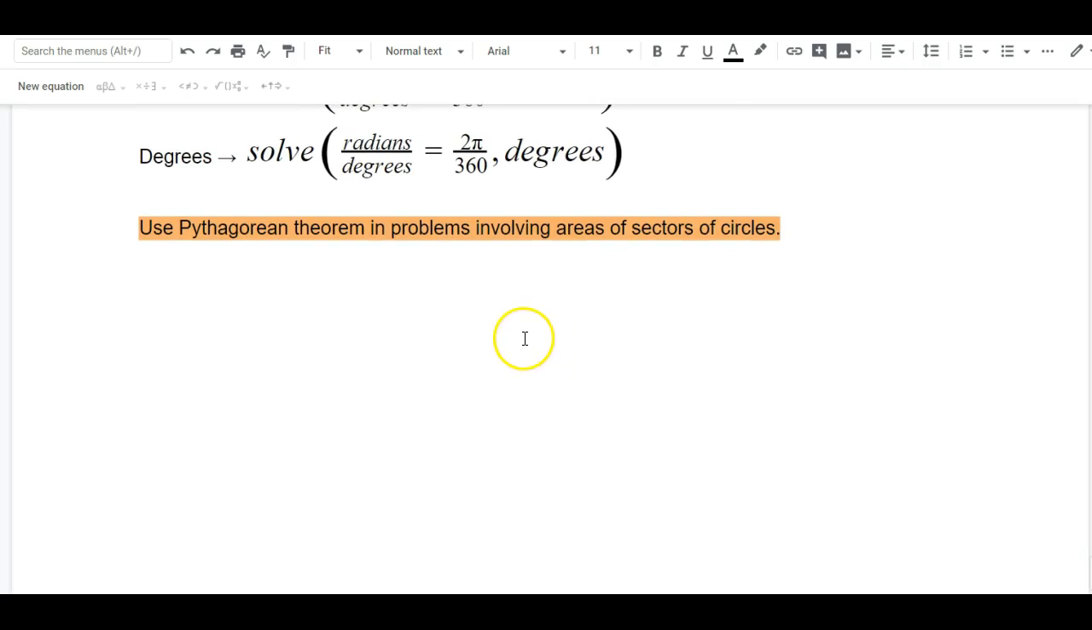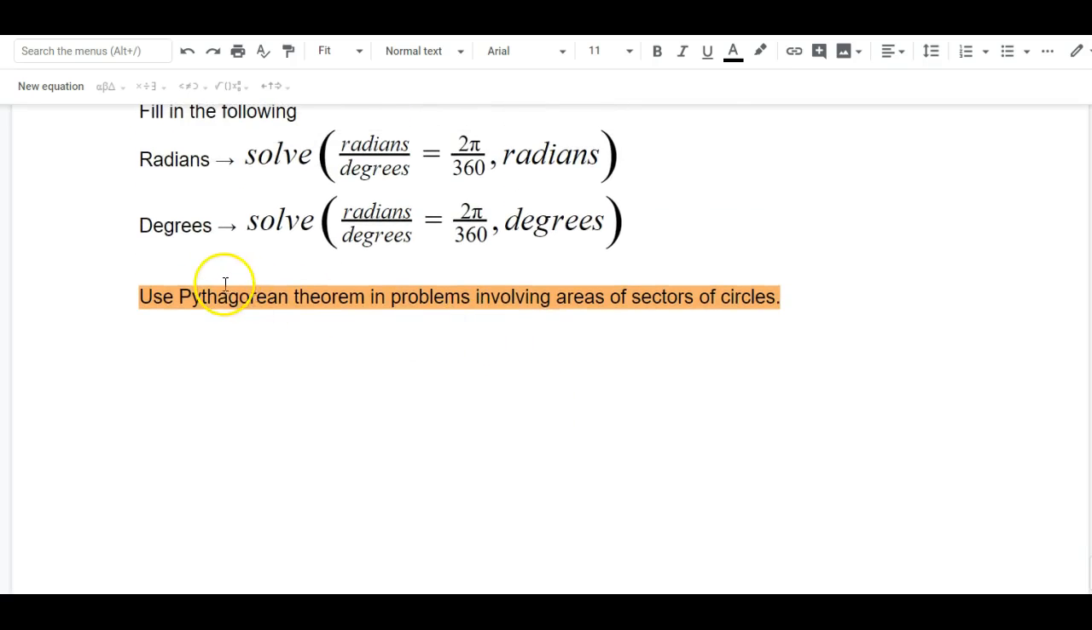And then the last thing here, it says, use the Pythagorean theorem in problems involving areas of sectors of circles. So let's just take a look at what that might look like on a test, okay? First of all, we're going to have to start with a circle. So let's get an approximate circle here. Okay, and then if it is an area of a sector, you have to remember to use the Pythagorean Theorem, and the Pythagorean Theorem deals with right triangles.